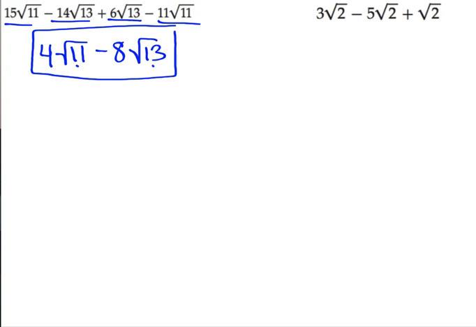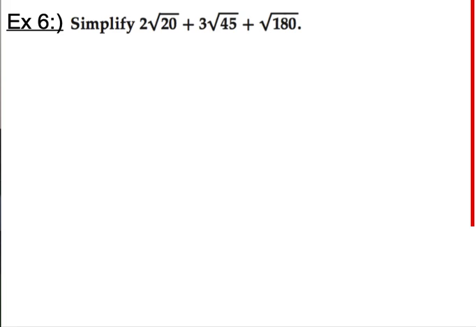3 square roots of 2 minus 5 square roots of 2 plus the square root of 2. Well, these are all square roots of 2, so 3 minus 5 is negative 2, plus 1 is negative 1. So this simplifies down to negative 1 square root of 2, or just negative square root of 2. And since 2 does not have any square factors, that is already simplified.